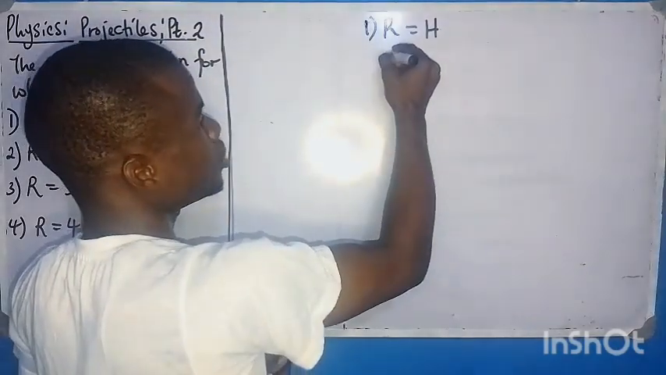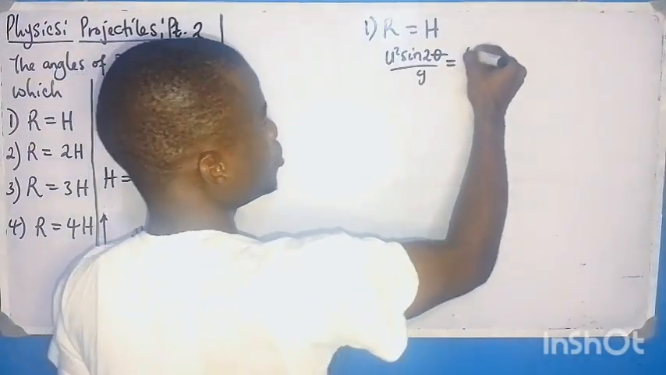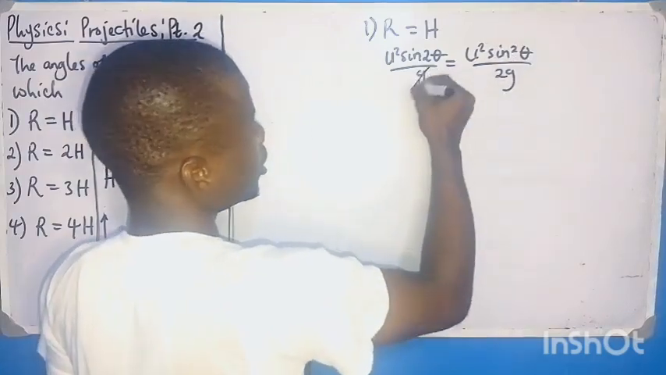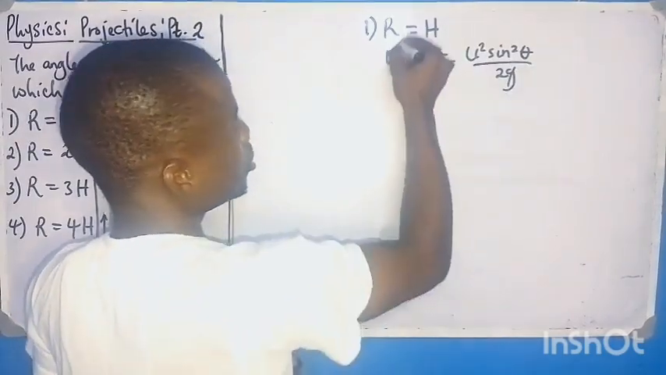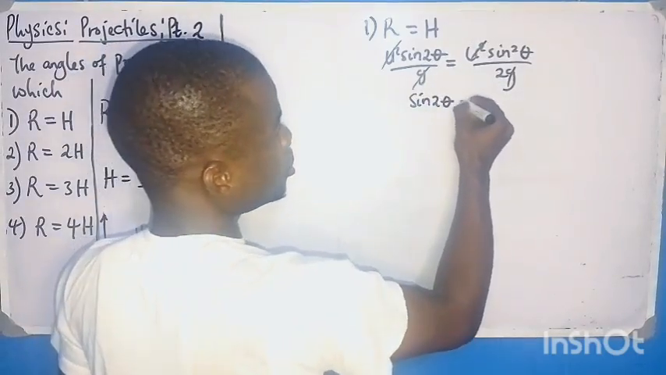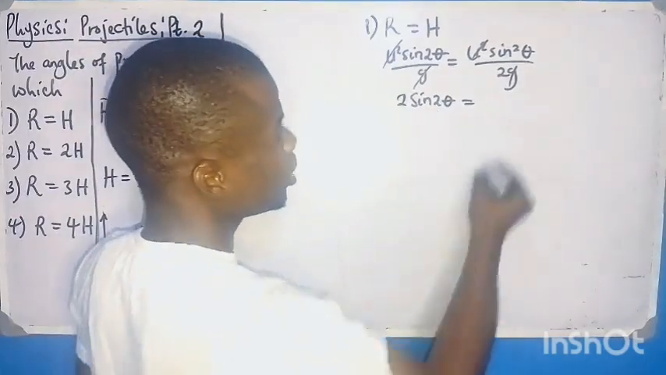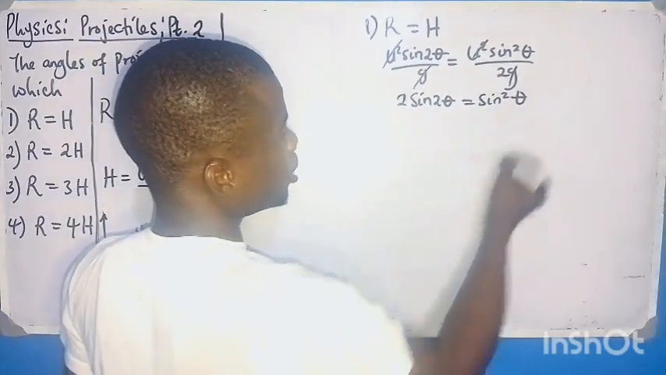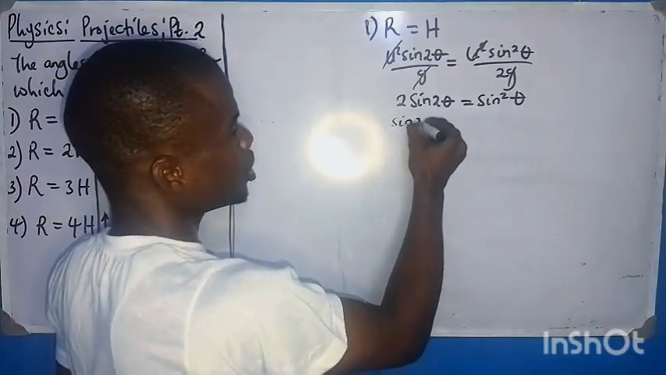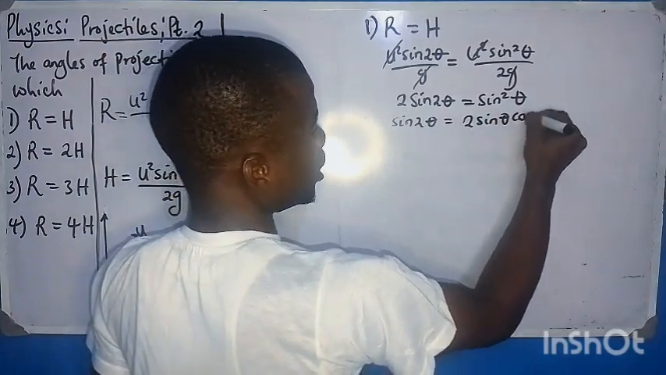So remember, this is u squared sine 2 theta all over g, which should be equal to u squared sine squared theta all over 2g. So we take out the common terms, g goes with g, u squared goes with u squared. So we are left with sine 2 theta is equal to, or let's cross this 2 to this side so that we have 2 sine 2 theta is equal to sine squared theta. Now from trigonometry, we have that sine 2 theta is equal to 2 sine theta cosine theta.